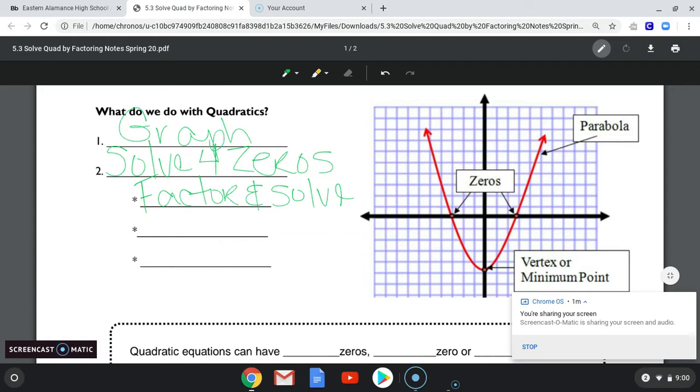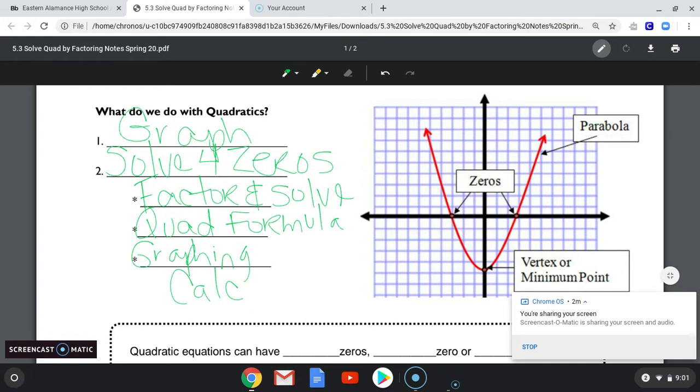Something else we can do for solving for zeros that we're going to focus on this week is going to be the quadratic formula. And last but not least, another method for us is you can always use your graphing calculator. So today our focus is going to be on factoring and solving.